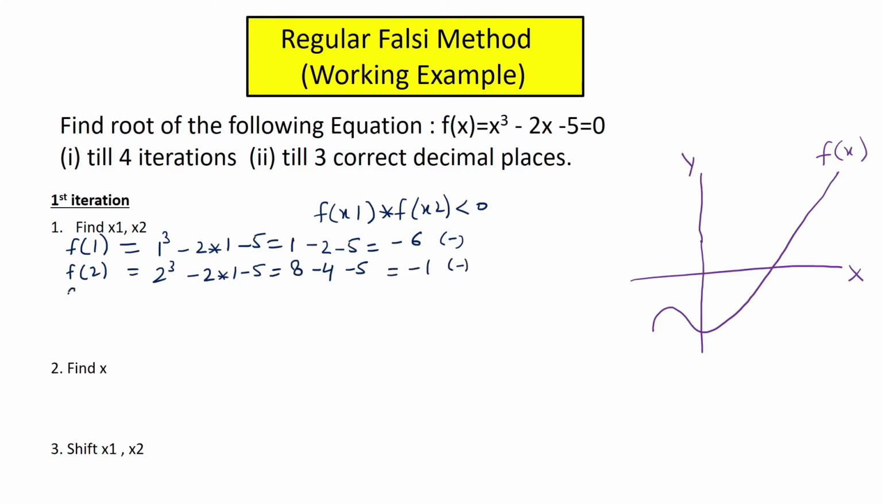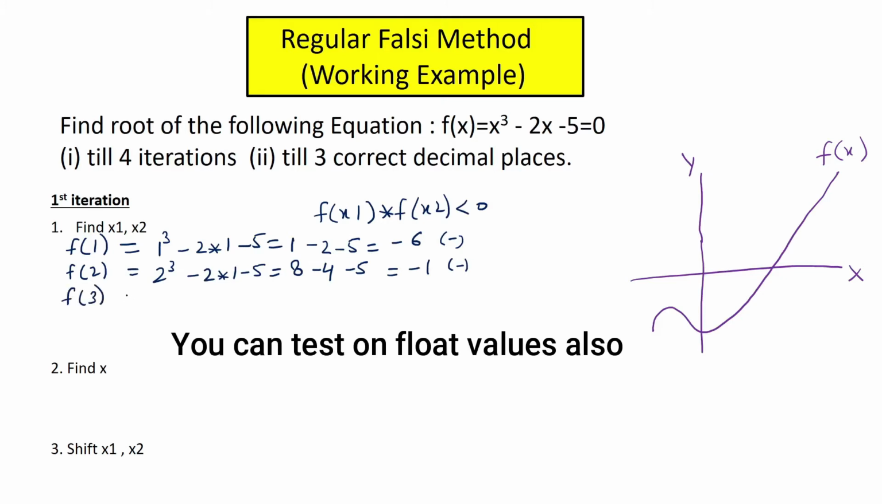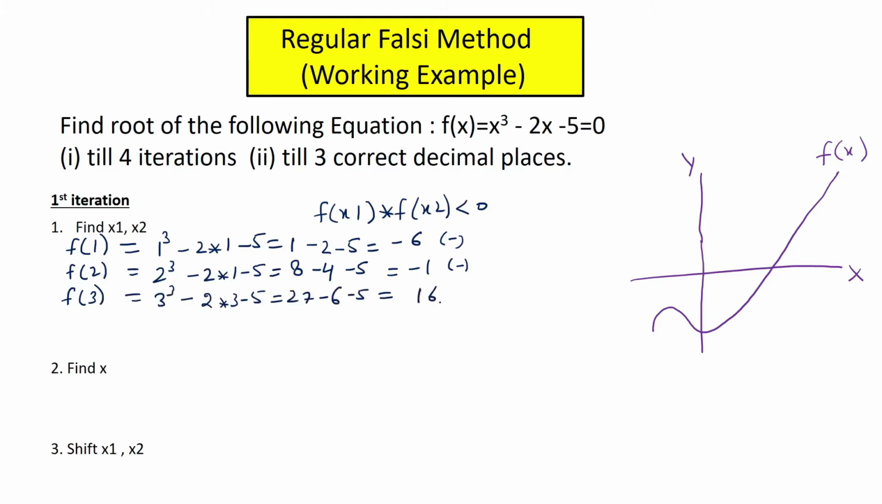So let's put some another value also. So let's say I put 3. And if I put 3 in this equation, I will get 16 as the value. So now I have found the values which are positive also and which are negative also. So here if you see, there are 2 values which are negative, minus 6 and minus 1. That means for x1 I can choose either 1 or 2, and for x2 I can choose 3. So what I will do, I will take x1 as 2 and x2 as 3. Instead of x1 equal to 2, you can take 1 also as the value of x1.